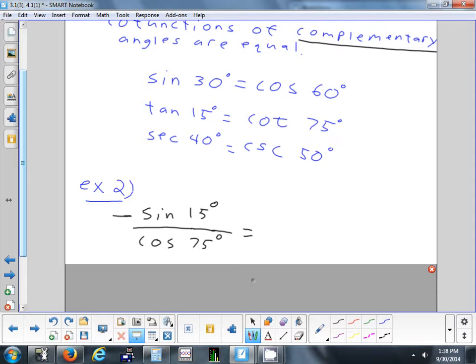And we also have a negative in front. So what do you get when you divide two things that are equal and then put a negative in front? Negative 1. Okay. I have no idea what the sine of 15 is. I have no idea what the cosine of 75 is. There's some long decimals. But I do know that they're the same because of this theorem. Whenever I divide two things that are the same, I always get 1. And in this case, I have a negative in front, so that makes it negative 1.